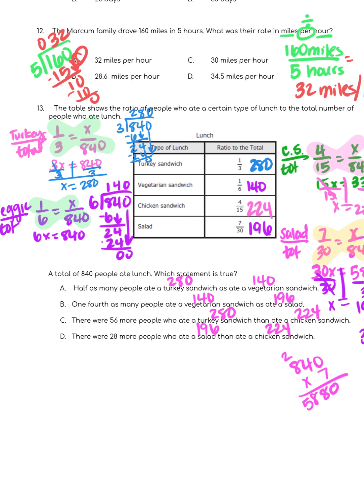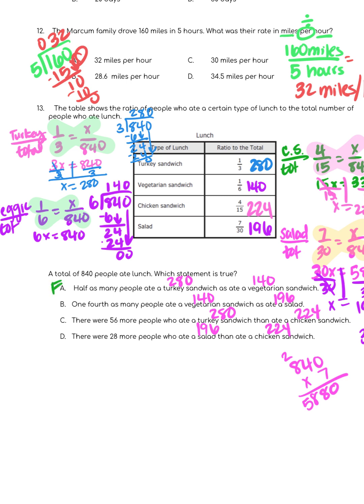Okay, now I'm going to go back and say, are these true or false? Half as many people ate a turkey sandwich as ate a vegetarian sandwich. So that would mean that turkey would have to be half of vegetarian. Well, is 280 half of 140? No, it's the opposite. So this is false.